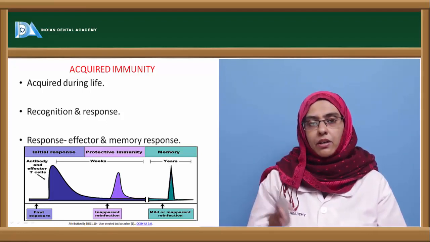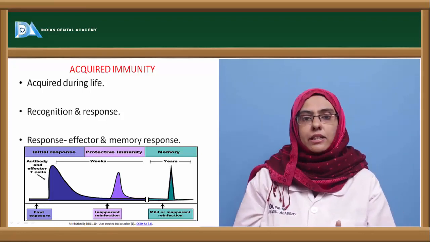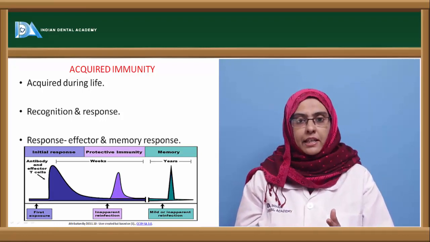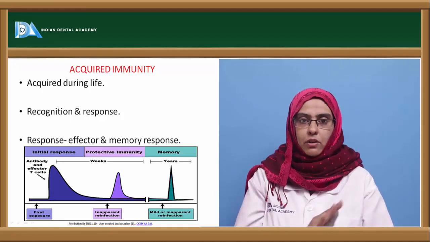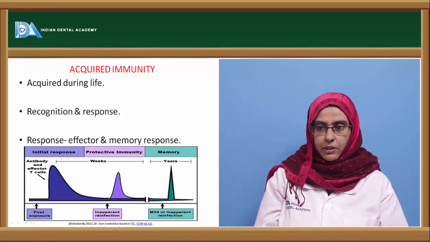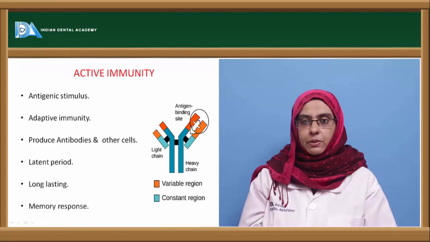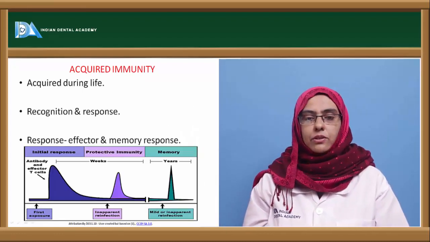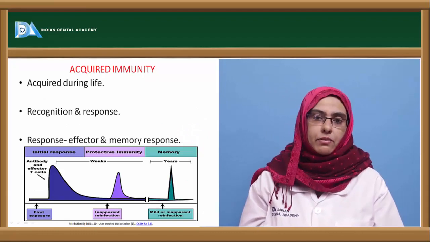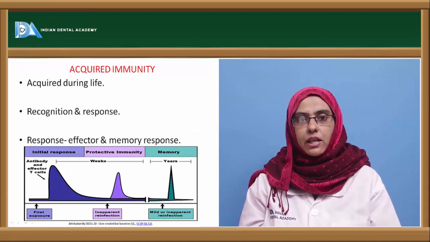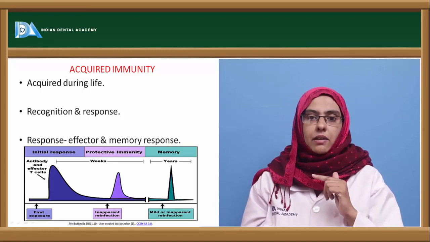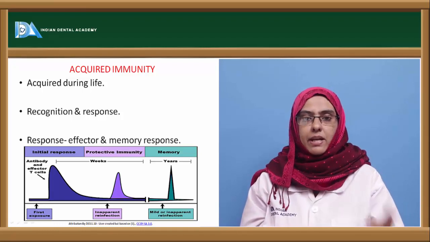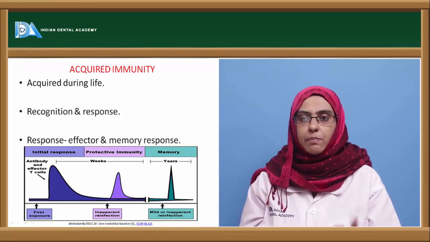So the main component of acquired immunity is to recognize the organism, that is whether it is a foreign organism or a self thing, and then it has to respond towards the foreign organism, not towards the self thing. Okay, so the response is 2 types, effector response and memory response. So this acquired immunity can be again classified into 2 types, active immunity and passive immunity, which is further classified as natural active immunity and artificial active immunity. And then we have passive immunity again classified as natural passive immunity and artificial passive immunity.